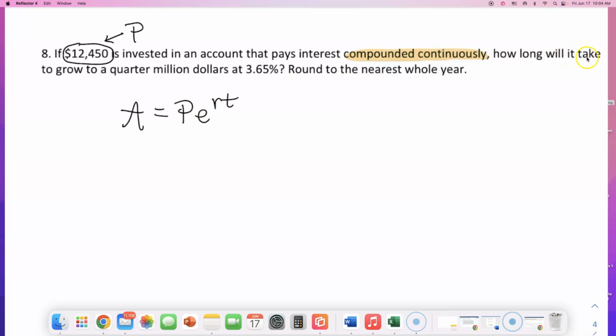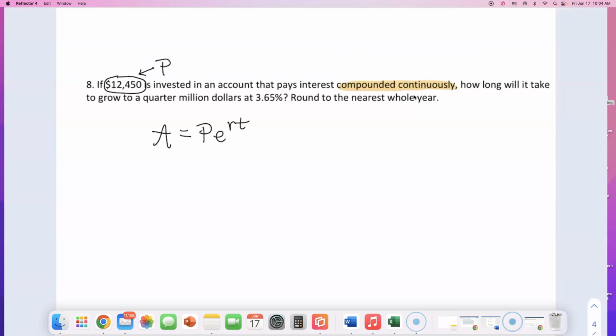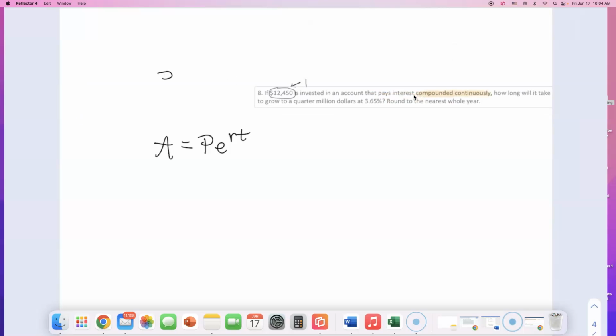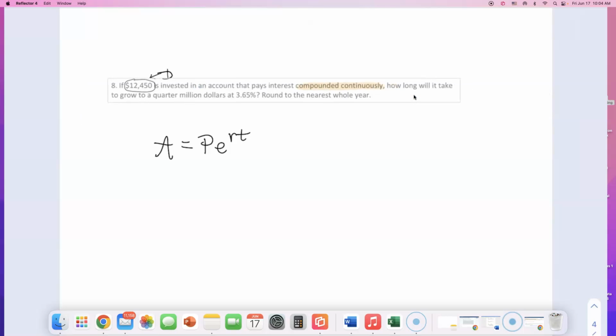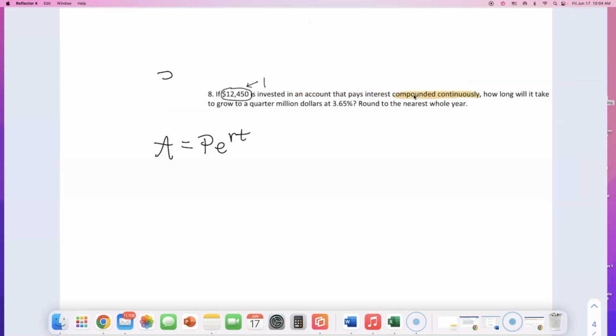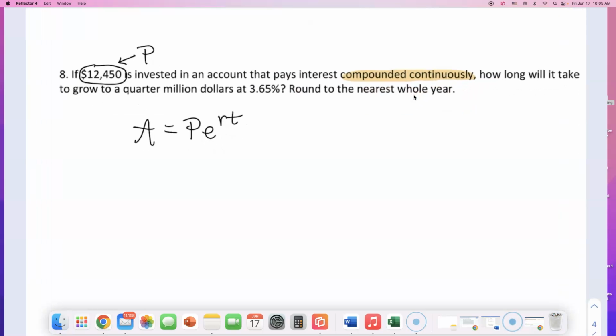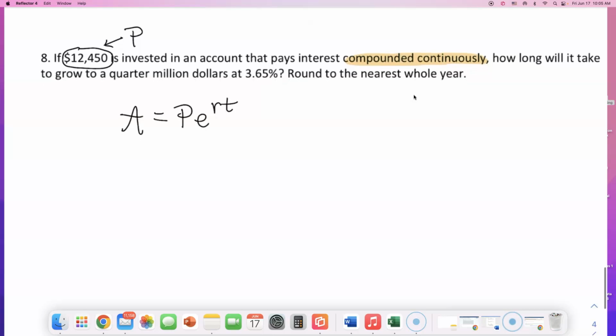How long will it take to grow? Was there more parts to this that I cut off? Let me see. Oh no, it wasn't. Just, I guess, how long will our original investment take to grow to $250,000?